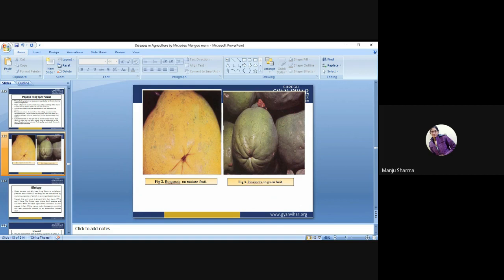Here are the ring spots on mature fruit, and in another one, the ring spot on green fruit. So these are the symptoms of this disease, and the symptoms are ring-shaped.